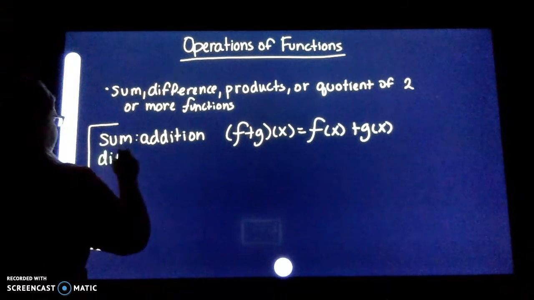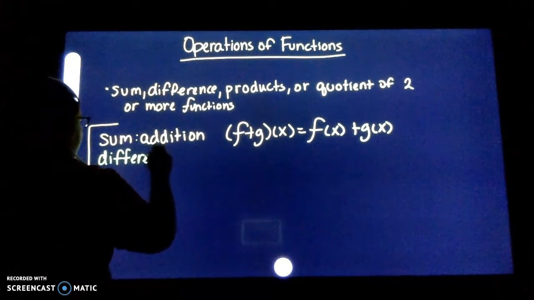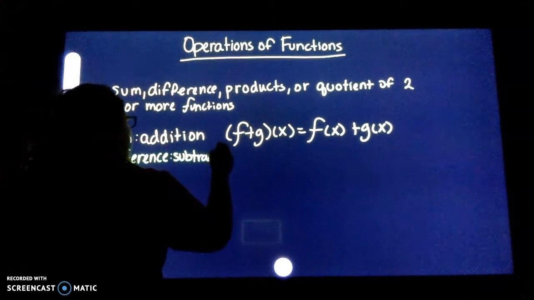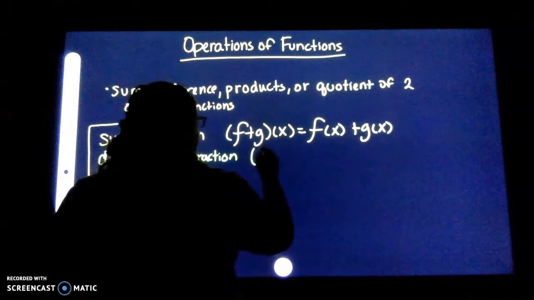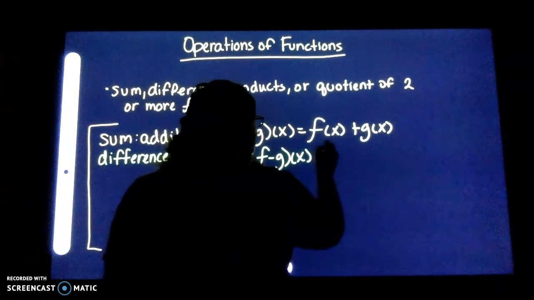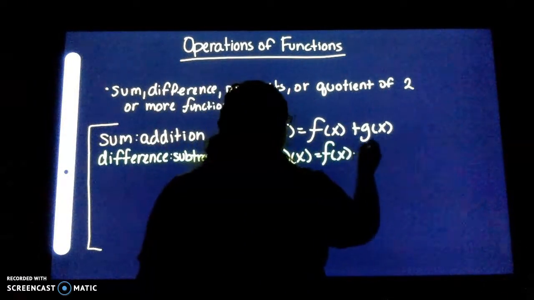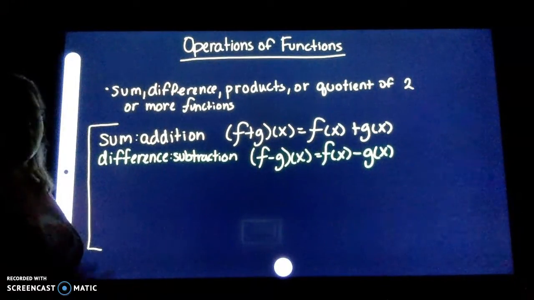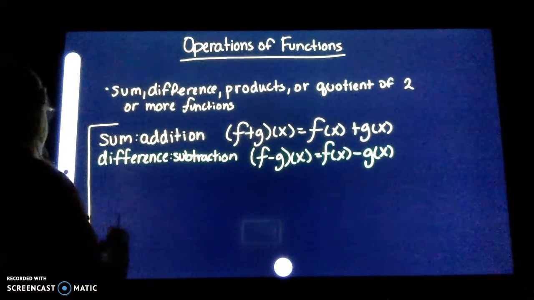If I'm taking the difference of two functions, hopefully we know that the difference is subtraction. The same system works. So if I'm doing f minus g of x, this is the same as my first function solved at x minus my second function solved at x. And x here could also be a number, so we could be solving at a specific x value.